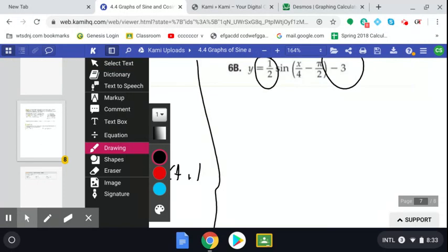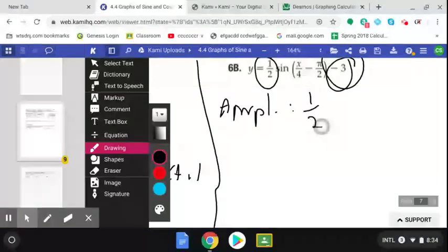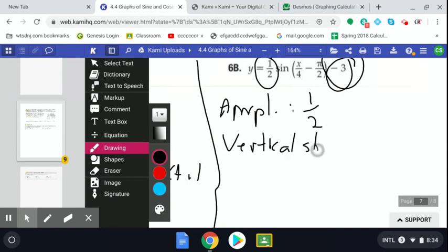Amplitude is 1/2. Vertical shift is 3 down. And then the period is going to be... so for this one, the horizontal shift is going to be minus c over b, but let's do one at a time. So amplitude would be 1/2. Let's do the easy ones first. Vertical shift would be 3 down.